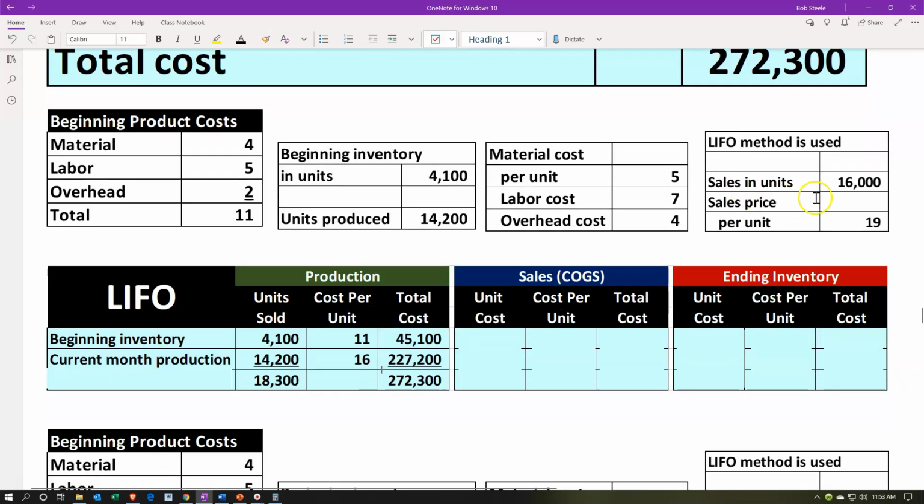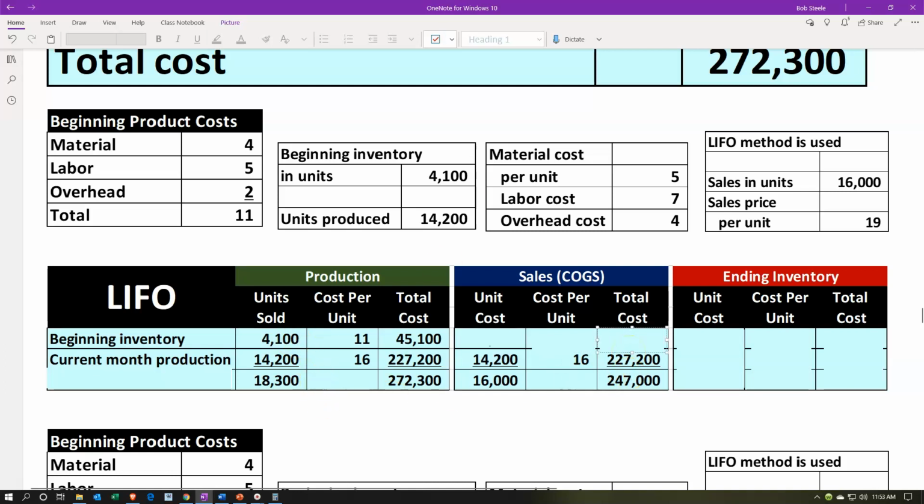Now we're going to sell 16,000 units. LIFO means we sold the last layer first. So you want to think of the last layer. I'm going to do this in reverse. We're going to sell that 14,200 first. So we're going to sell these items first, clearing out the units at the $16, the more expensive units if there's a period of rising prices, and that'll give us the 227,200.